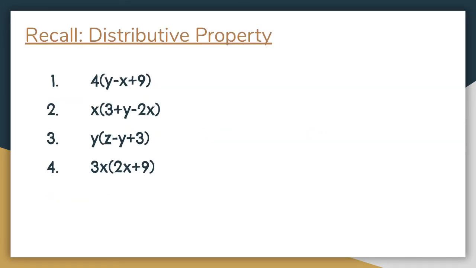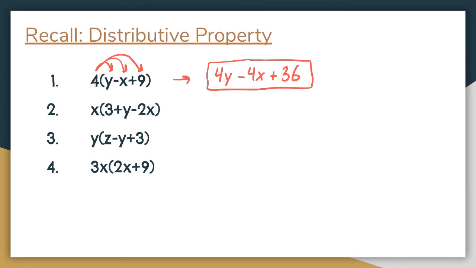I want you to recall the distributive property. When you take something outside of the parentheses and multiply it by everything in the parentheses. In this first case, 4 times everything in the parentheses is using the distributive property. So this results in 4y minus 4x plus, well, 4 times 9 would be 36. Now, this doesn't have any squared terms, but that's okay. It's still a trinomial with 3 terms. You go ahead and try out the next one, question 2, and then I will say the answer shortly.